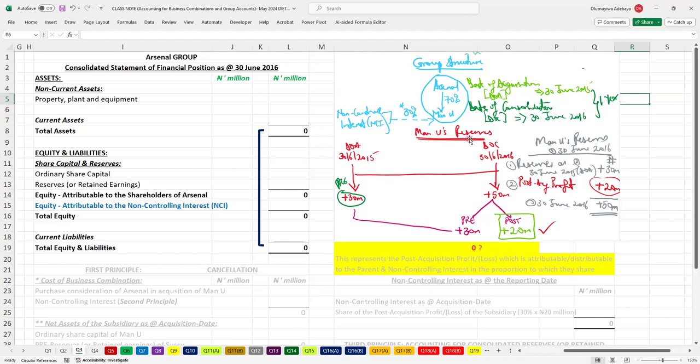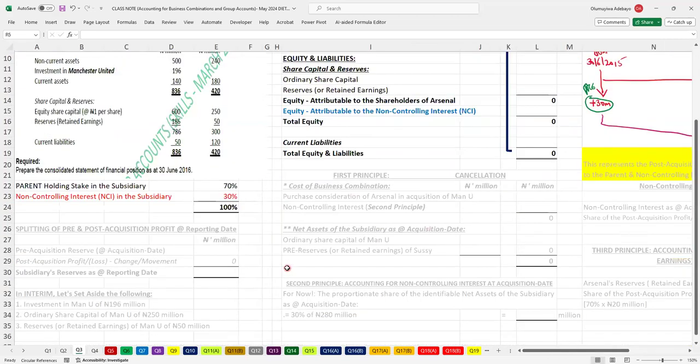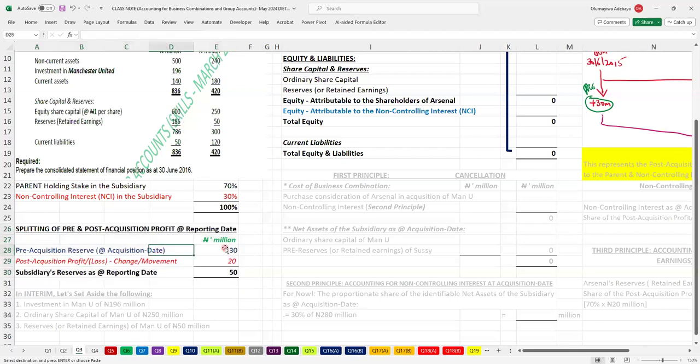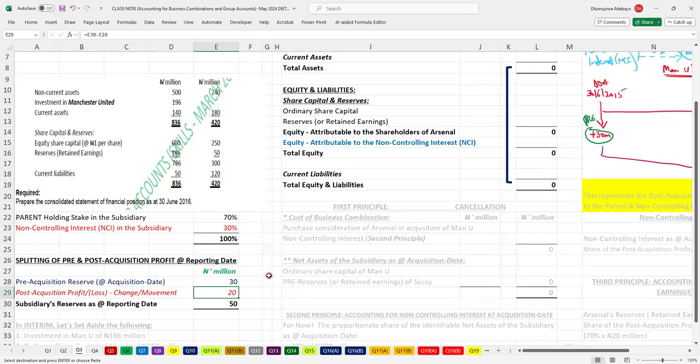Secondly, Man U reserve, as at acquisition is 30 million, which you said is pre-acquisition reserve on 30th of June 2015. And today, being the date of consolidation, you are reporting the 30th June 2016, Manchester United reserve is 50 million. Now, positive 30 has moved to positive 50. It means that Arsenal, which is the new owners of Manchester United, has printed additional 20 million. Based on the analysis we did earlier, which is the summary here, we can also find that by splitting the reserve using this equation, which means you are looking at the movements in the reserve. From the date of acquisition, which was 30, to today's date, reporting the 50, which means positively, we have 20, and that's what we need to do at that point in time.